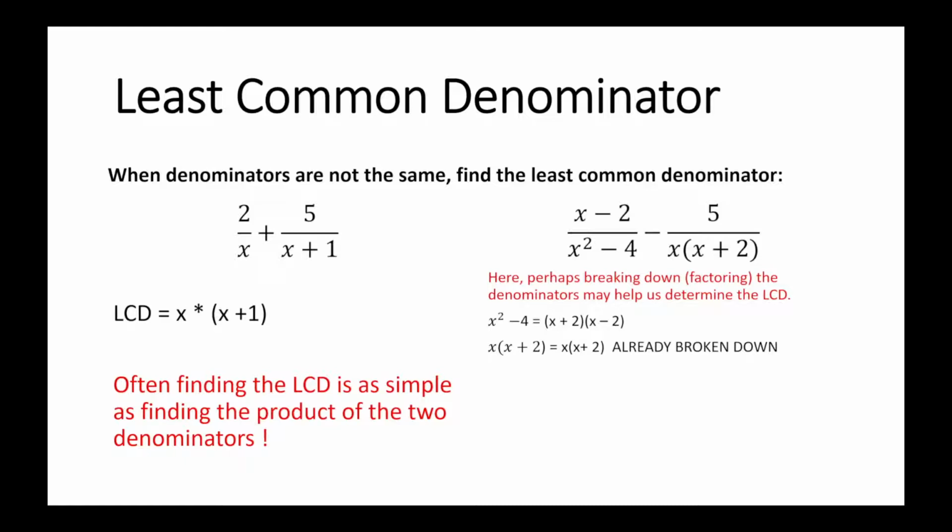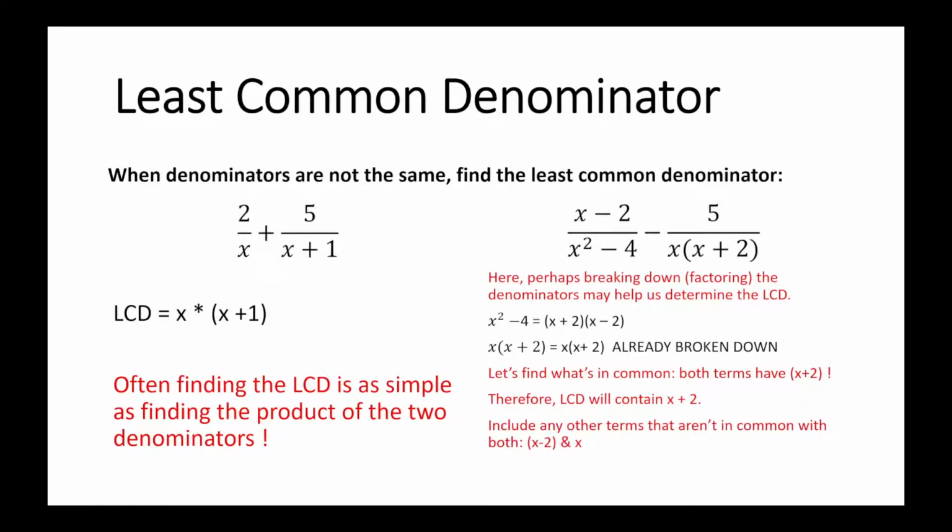Now the next step is, what do these two have in common, if they have anything in common at all? Well, they both have x plus 2 in common. Therefore, that will end up being part of the LCD. But we're not finished. The LCD will also contain any other terms that the two denominators have that they don't have in common. Therefore, these two terms are x and x minus 2. And when we combine everything all together, our LCD will be x times x plus 2 times x minus 2.